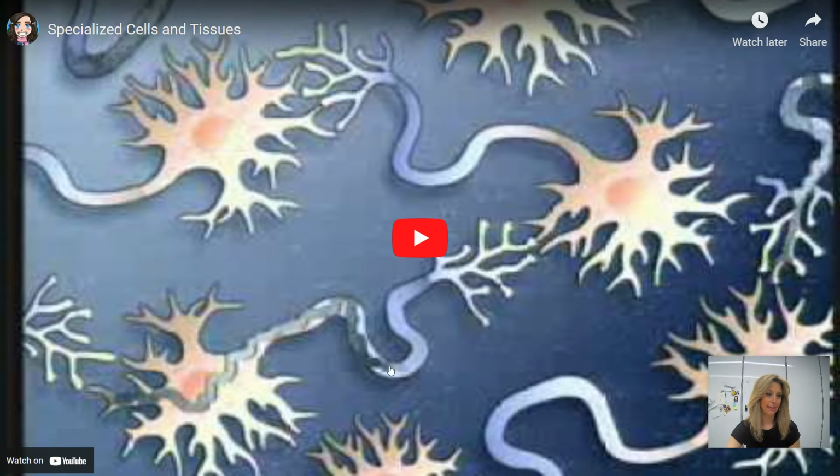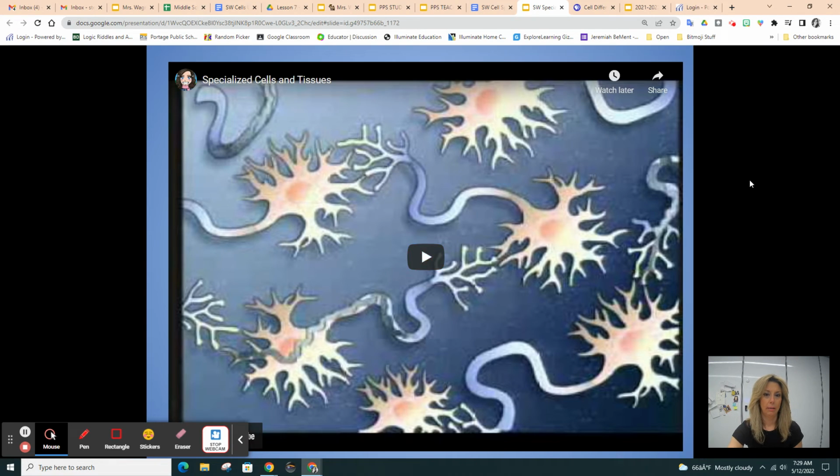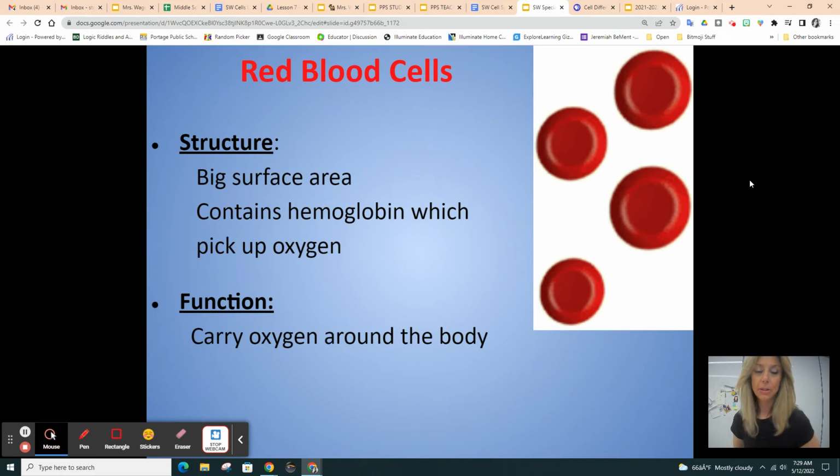All right. We're going to try to... There we go. Okay, so red blood cells, they talked about that in the video. Their structure, they have a big surface area that contains hemoglobin, which picks up oxygen. So they are largely shaped like that with a large surface area, so they can carry as much oxygen as possible because they carry the oxygen around and drop it off to the cells of your body.